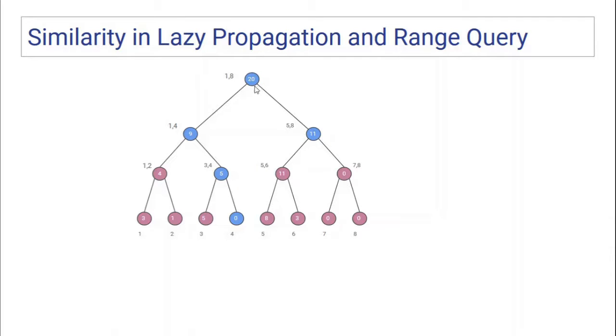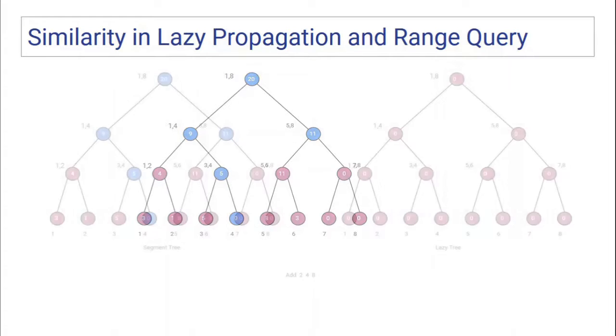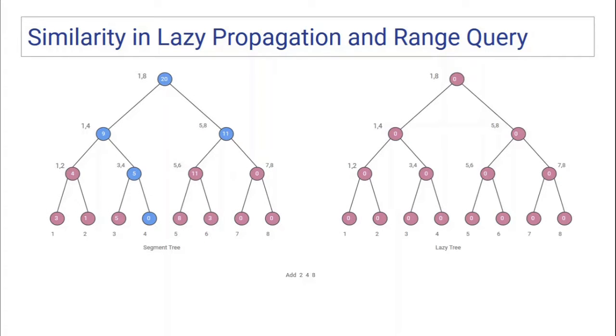From here you would return 11. So the sum of these two is 11, so of course you got 11. This is what happens when you make a sum query, a range sum query. Now let me show you what is lazy propagation.